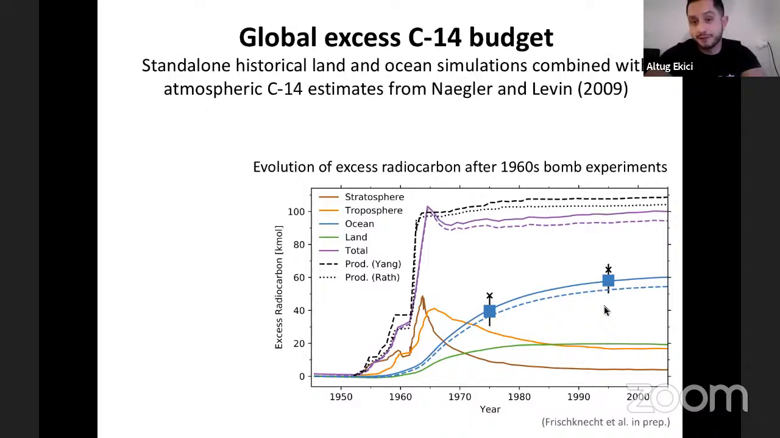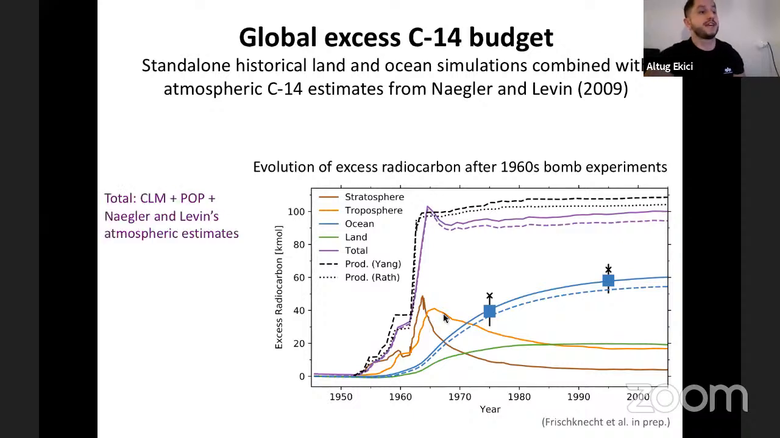So this is the evolution of excess radiocarbon. This is what happened after the 1960s bomb experiments. The extra remaining radiocarbon in the atmosphere is being absorbed by land and ocean, and some of it is from the stratosphere and troposphere. So what we do here, the green is the land industrial run offline, blue is the ocean industrial run, and for the atmosphere, we use estimates from Naegler and Levin. These are observationally inferred estimates. So in total, we have this purple line, the sum of land and ocean uptake plus the atmosphere, compared to the productions from different sources from Young and Ralph.